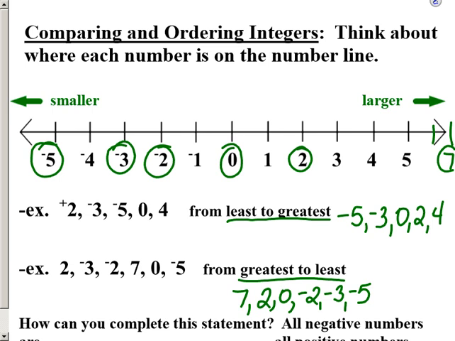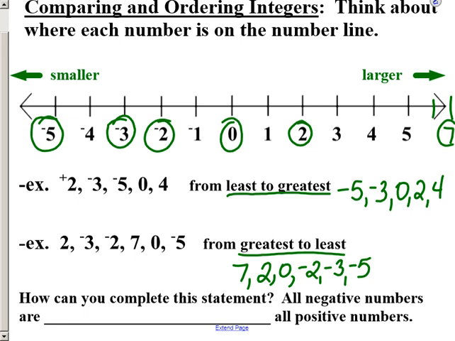Now thinking about this statement for a minute, how can you complete this statement? All negative numbers are what all positive numbers? If you think about the number line, you would have to say all negative numbers are less than all positive numbers, because all negative numbers are to the left of all positive numbers. So it doesn't matter how big the negative might sound. For example, -1,472,863, because it's negative, is less than any positive number, even +1. So all negative numbers are less than all positive numbers.